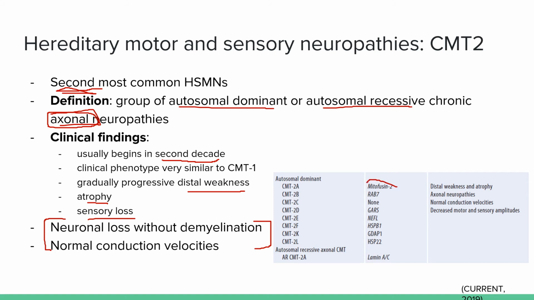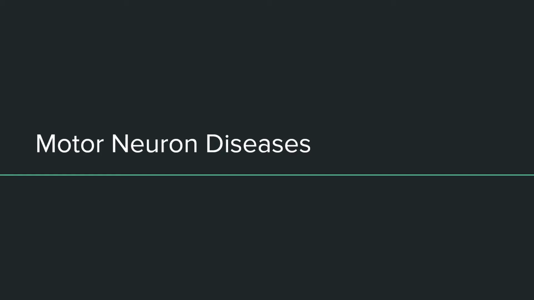These are some of the most commonly affected genes in these syndromes. Motor neuron diseases.